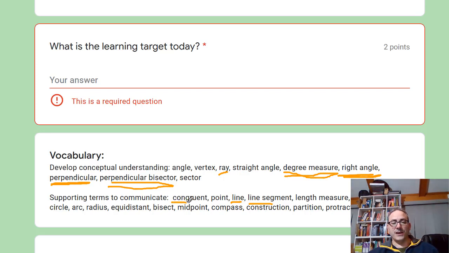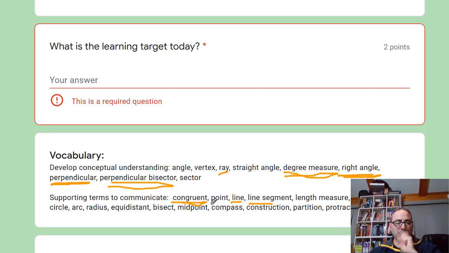Congruent. If two things are congruent, that means they're the same measure. I also remember same size, same shape. So congruent: same size, same shape, same measure. A point is just an infinitesimally small little dot. And when I say infinitesimally, that word means infinitely small.